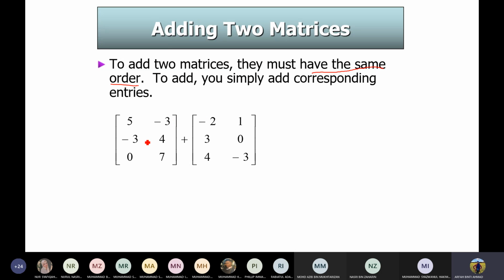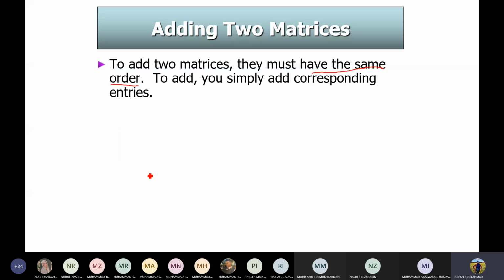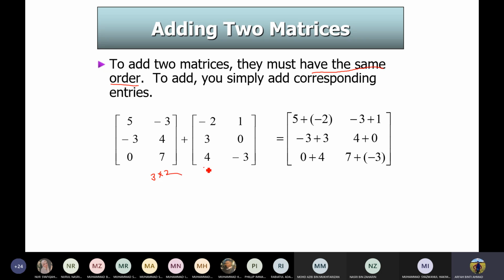For example, saya ada satu matrix ni yang mana dia adalah 3 kali 2. And the second matrix kalau awak tengok dia pun sama, 3 kali 2. So kalau nak tambahkan, kita hanya tambah straightforward. A11 tambah A11 untuk second matrix. So 5 tambah negatif 2.